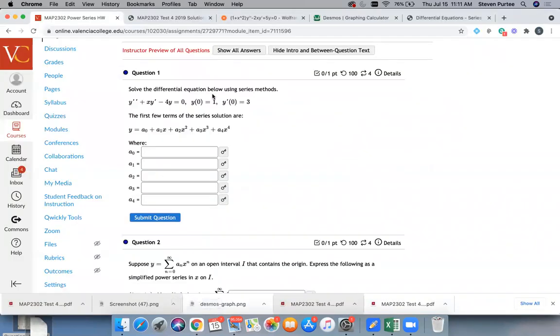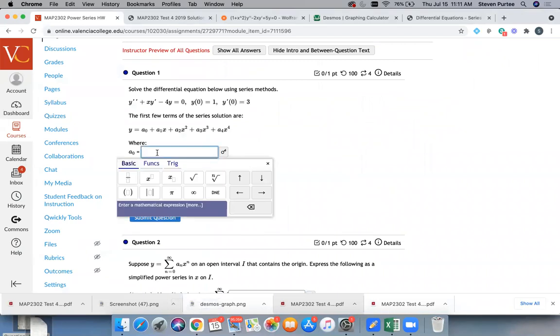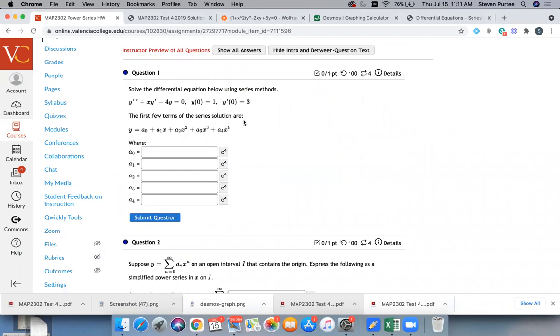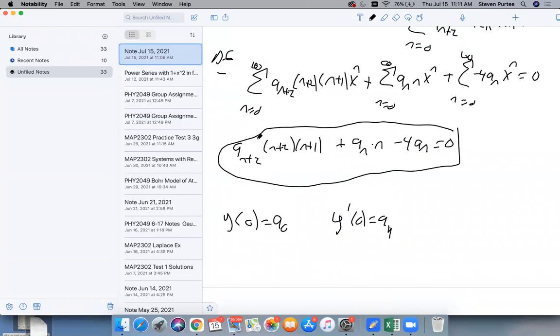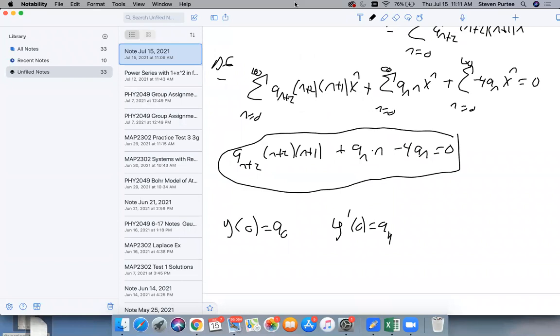And they give us both of those, 1 and 3. So these I know, A0 is 1, A1 is 3. We just have to find 3 more terms using this recursive formula. Okay, does that help?